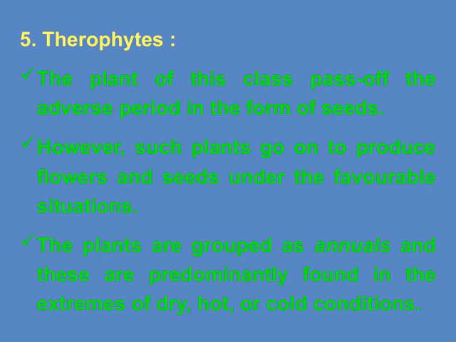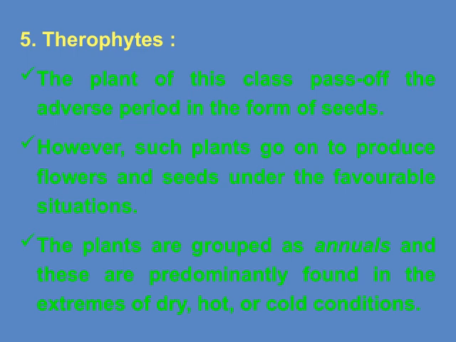These are plants that have adapted to survive tough conditions by essentially hiding out in the form of seeds during unfavorable periods. When the environment becomes favorable again, like after rain or during suitable temperatures, they quickly go on to produce flowers and seeds, completing their life cycle.